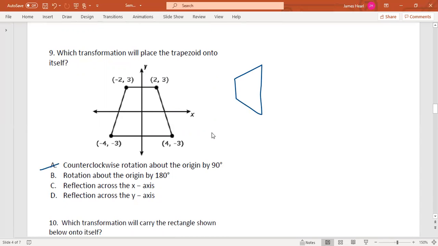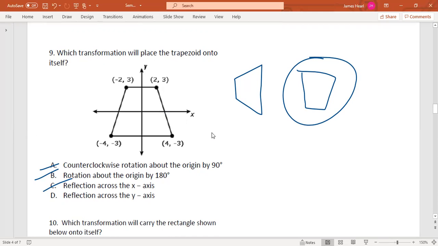If we rotate 180, it's now just upside down, so that's still a no. It doesn't turn it back into itself. If we reflect across x, I get the same picture again. But if I reflect across y, this point goes to here, while this point goes to here. This one goes to here, while this one goes to here. D will end up working out.